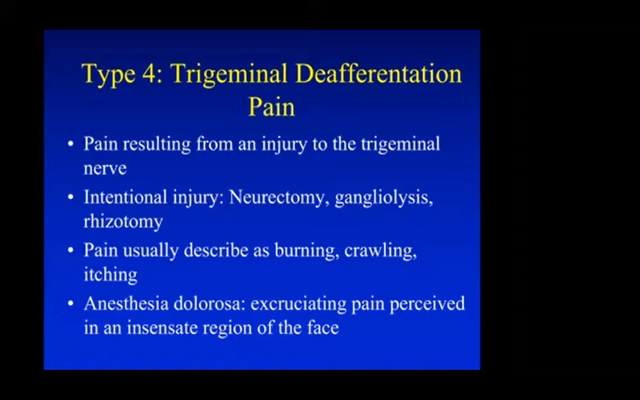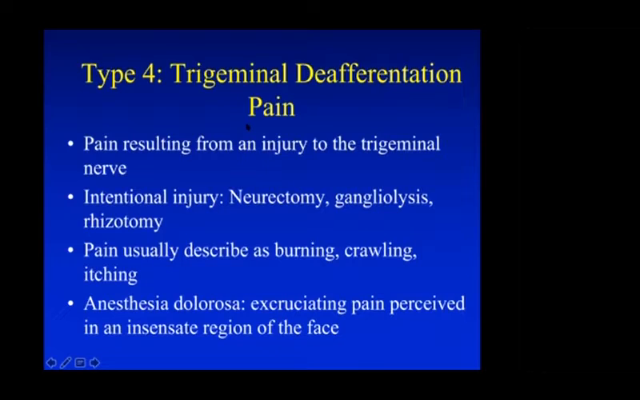So if you do a procedure and try to damage the trigeminal nerve to alleviate the pain and it doesn't work and scar tissue forms, you can get type 4 trigeminal deafferentation pain. The pain is described as a burning type of pain, itching, crawling. It's kind of there all the time.